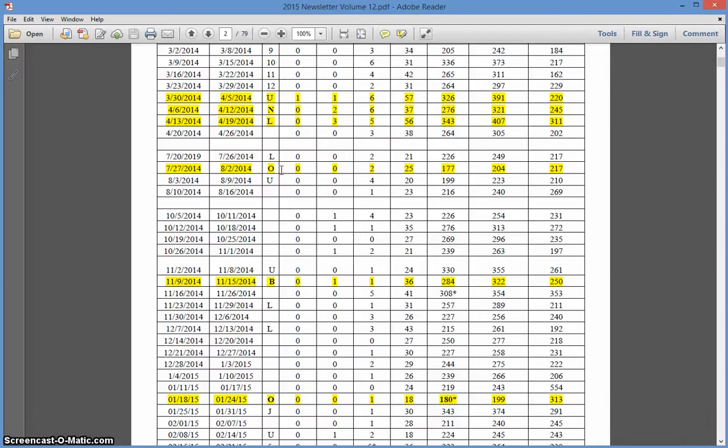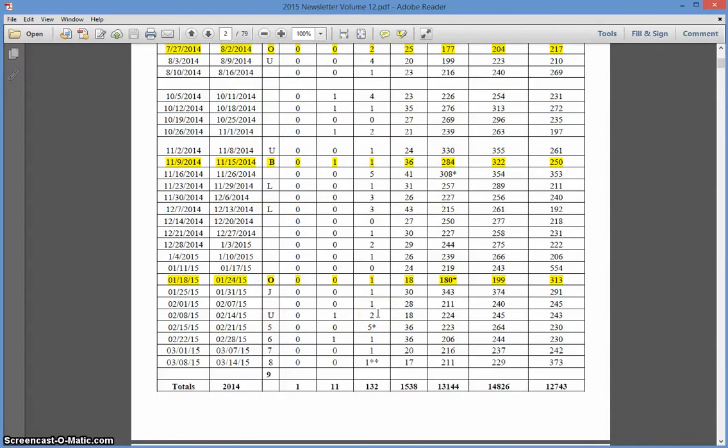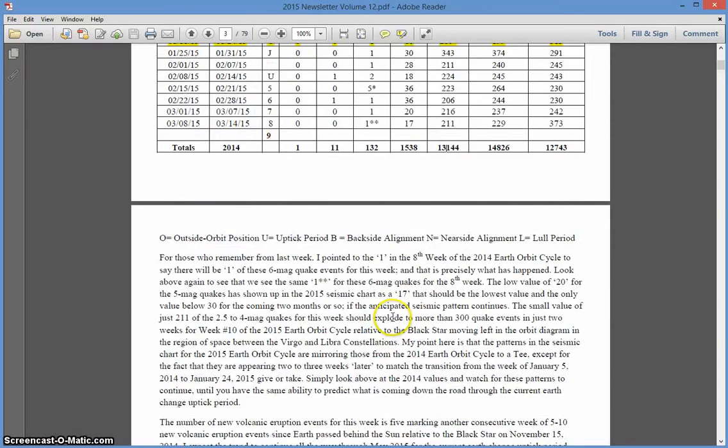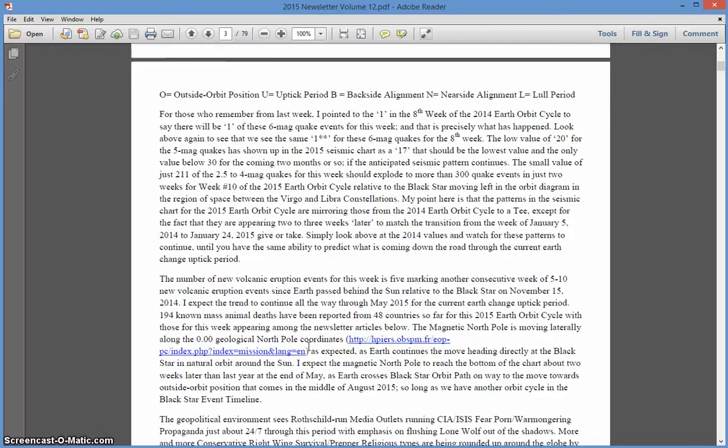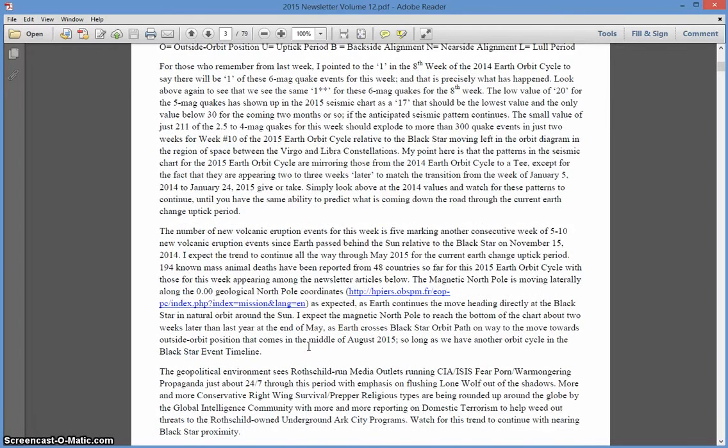For 2011 and 2012, that number is between 0 and 4, occasionally jumping up into a higher value, but the average is between 0 and 5, let's say, right? We have not seen a week below 5 in a very, very long time. Earth's core is continuing to heat up even through the Earth change lull periods because of nearing black star proximity. So that number is 5 for this week, expected to remain between 5 and 10 all the way through the end of May.